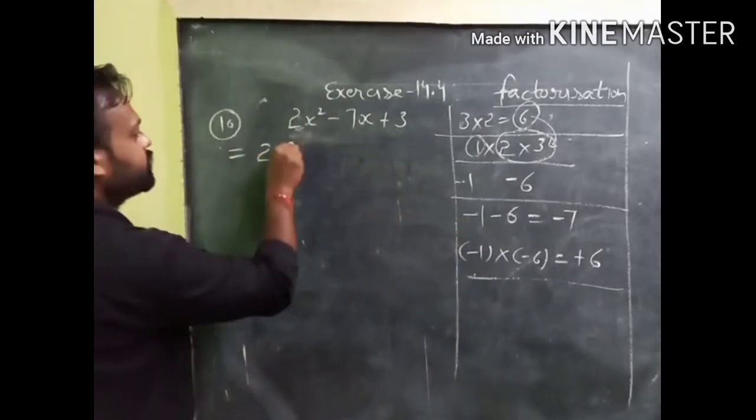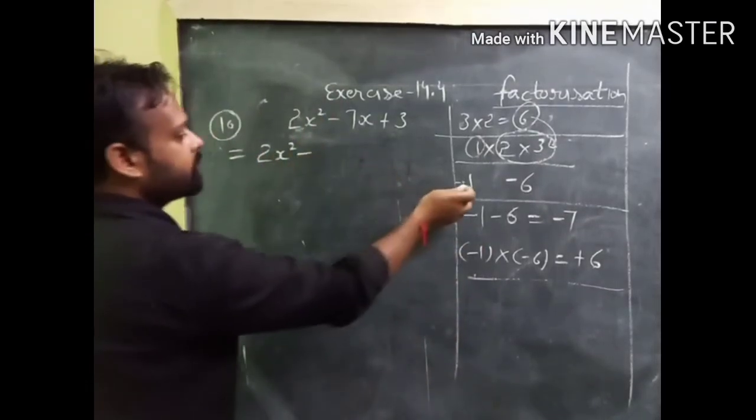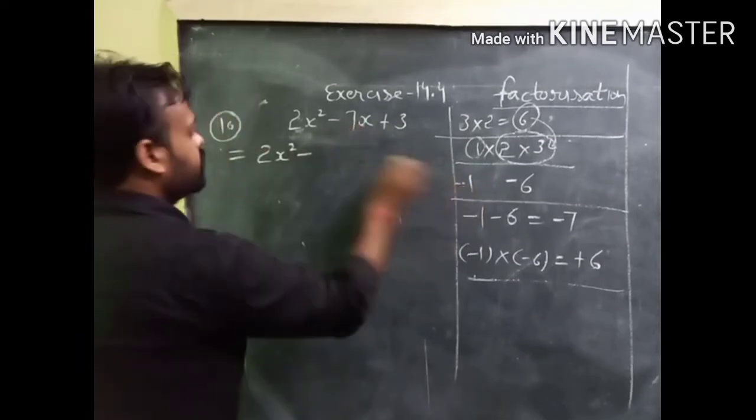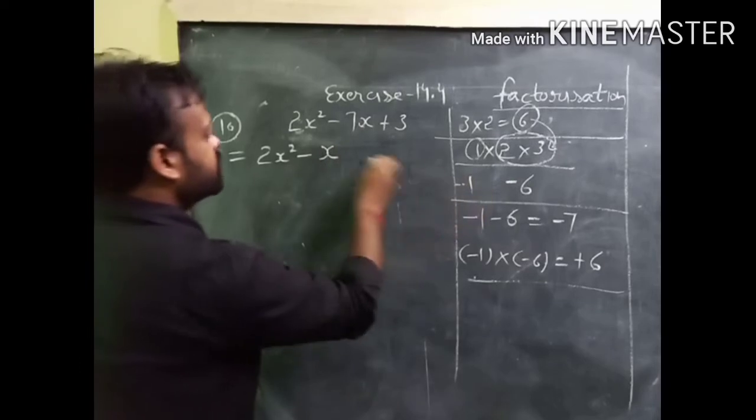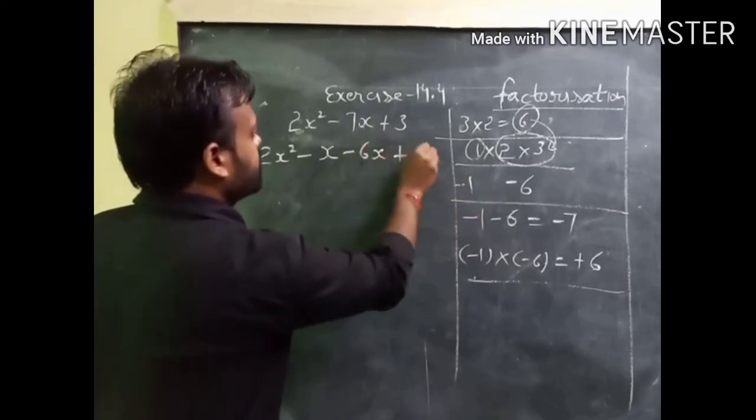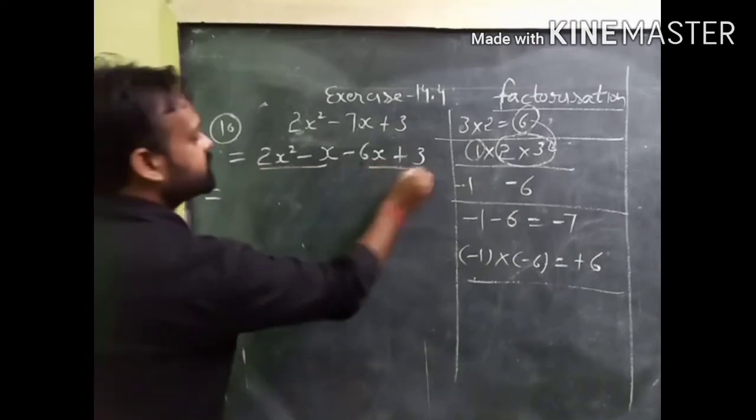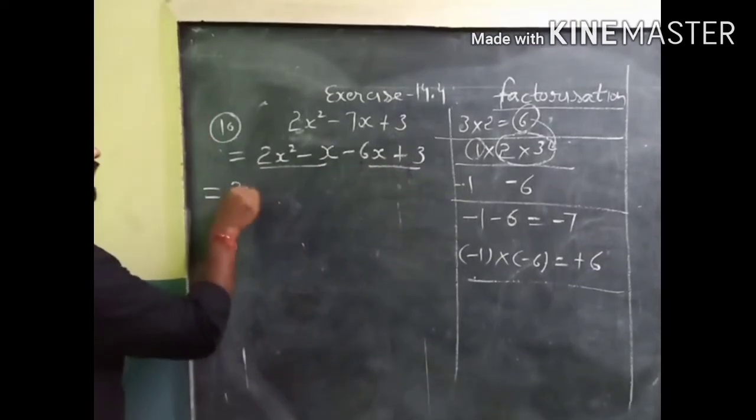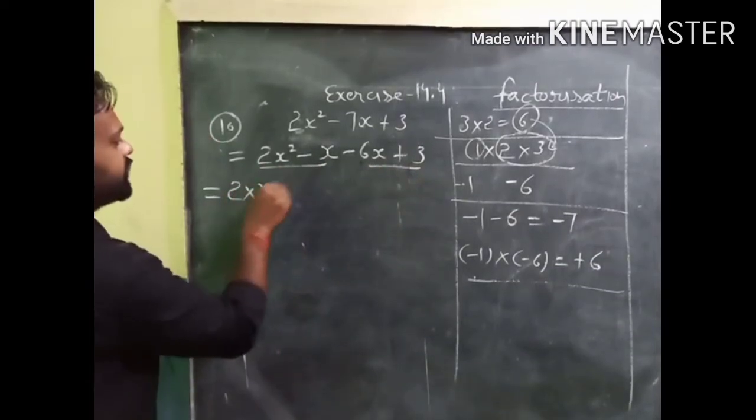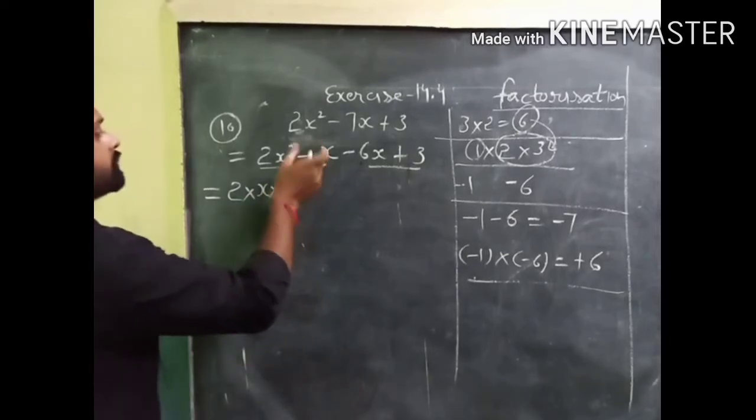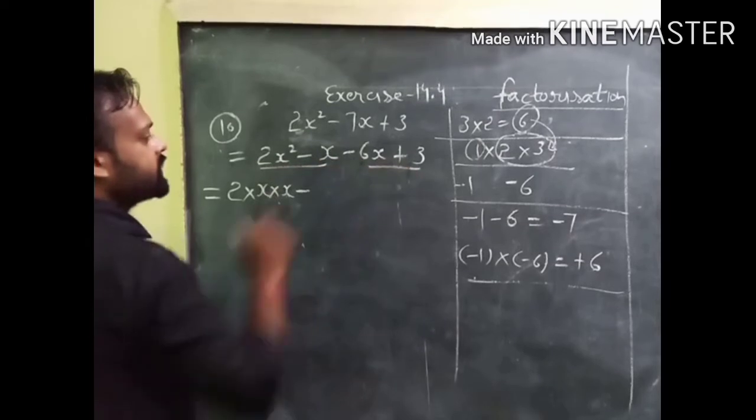Write down this 2x square, then this minus, of course 1 is here, no need to write down 1, so we only have to write down here x, and then this minus 6x, and then this plus 3 is here. So now you can see this is the first group and this is the second group. So make the factors this way. We have to solve this first group separately and this second group separately.